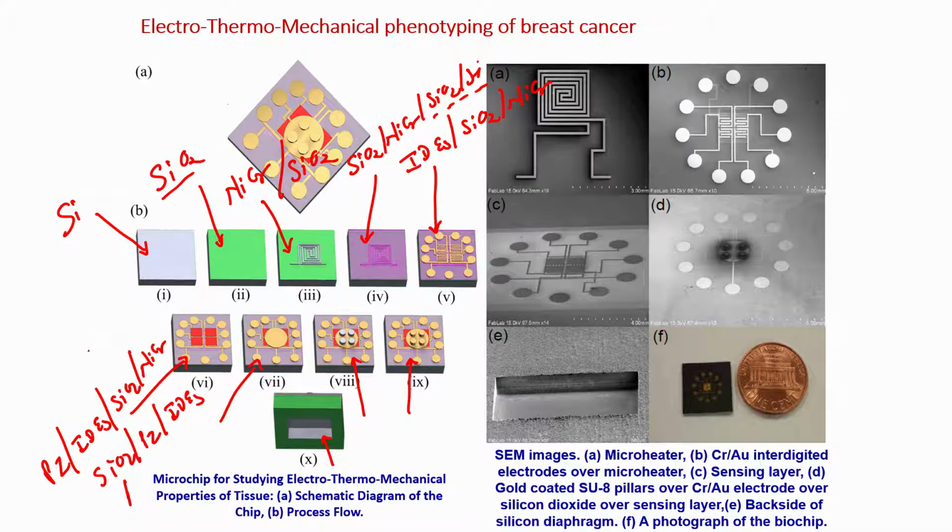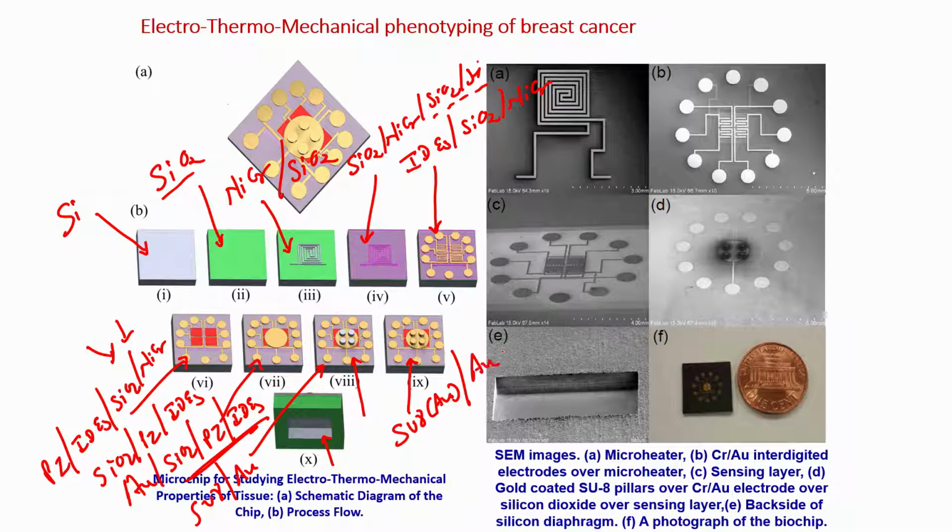I will stop writing down this particular thing. Now, you have gold on SiO2 on piezoresistor on IDEs. Here you have SU8 on gold pads, and then I am not writing this thing. Then you have SU8 which is conducting on gold pad, and finally you have a diaphragm, right, by etching the backside of the silicon wafer.